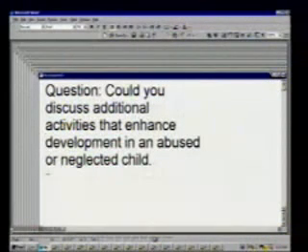Okay, next question. Thank you for calling in. Could you discuss additional activities that enhance development in an abused or neglected child? It's a great question. I'd like to come back to the emphasis that those basic needs really must be met. So a real focus on helping that child feel safe, helping that child feel loved, and at the same time coaching and guidance and helping the child develop more internalized limits, helping the child deal with stress. The books that I held up a moment ago on activities that help the child work with stress would be excellent. They're full of things that you can do.